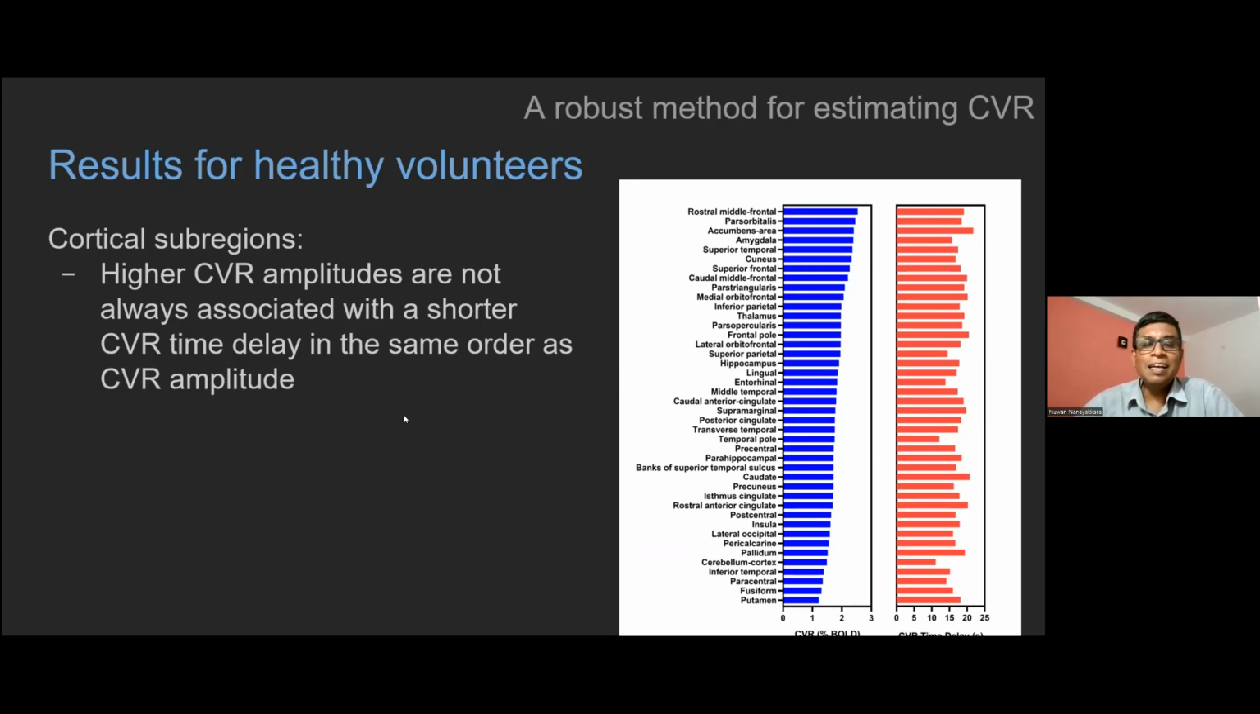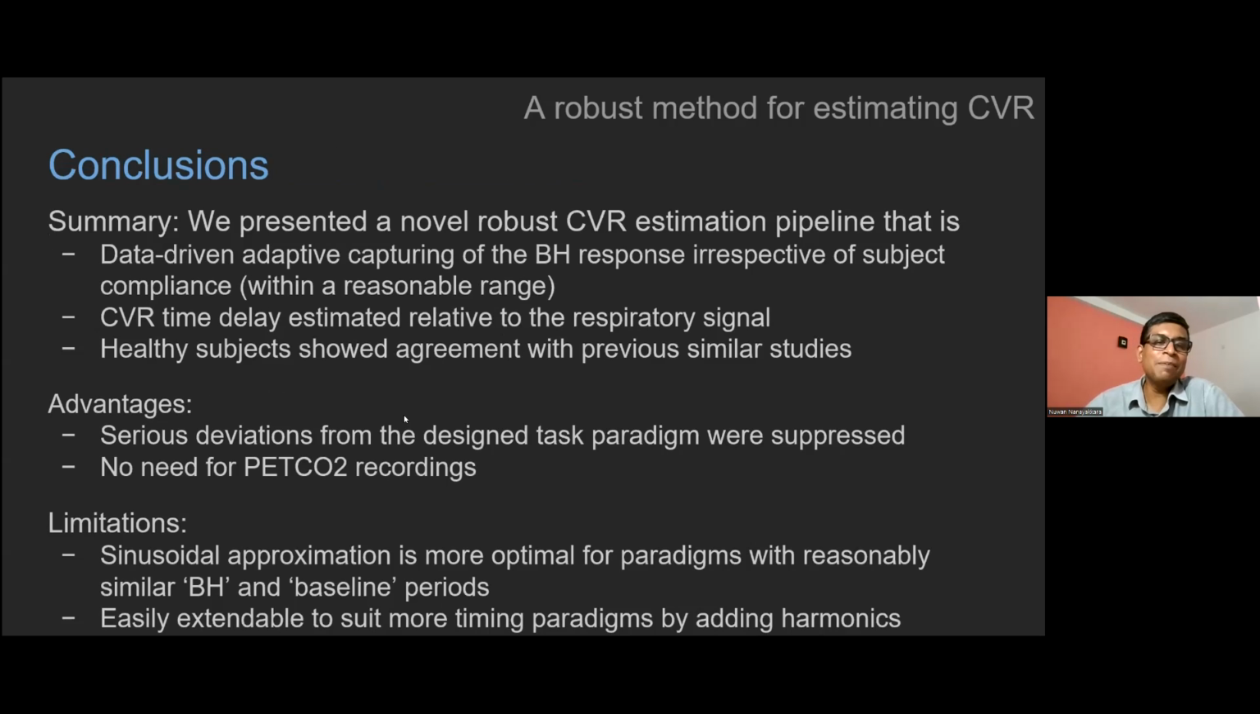So, as a summary, we presented a novel, robust CVR estimation pipeline to adaptively capture the BH, or breath-hold, response from the data itself, irrespective of subject compliance. CVR time delay is estimated relative to a respiratory signal, and the results showed agreement with previous similar studies.